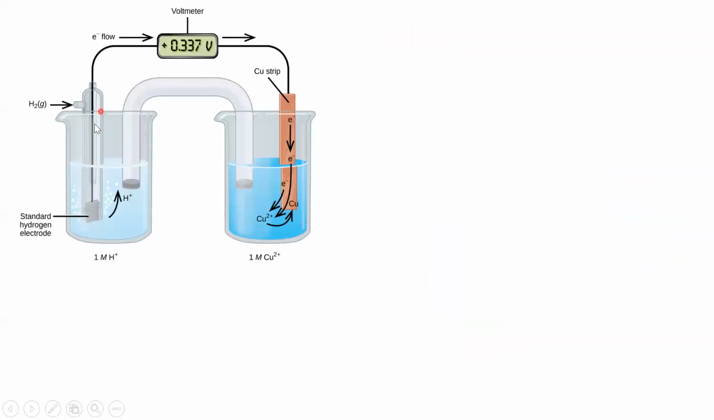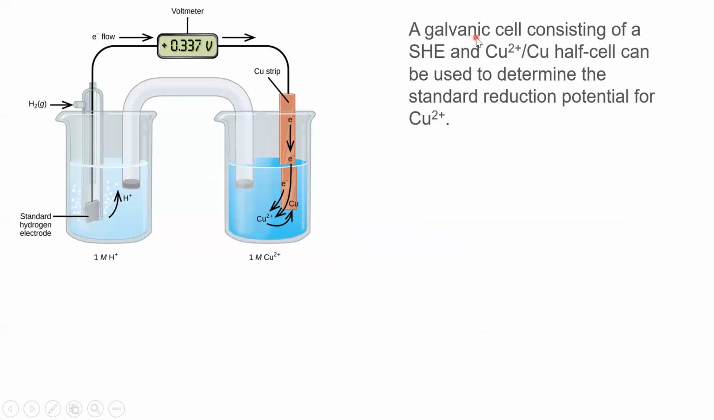Now, let's look at a voltaic cell. So over here, this is our standard hydrogen electrode. Over here, we have copper ions and copper metal. So this galvanic cell has our standard hydrogen electrode and our copper ion, copper metal half reaction.